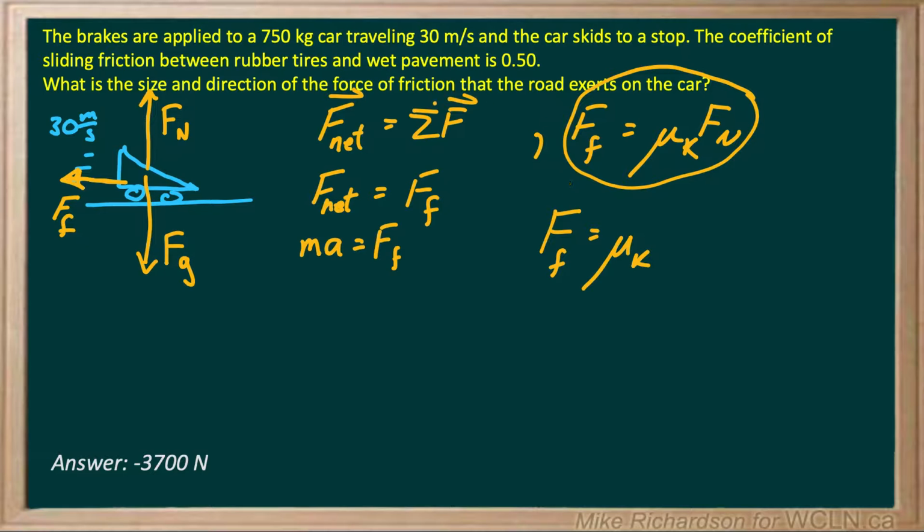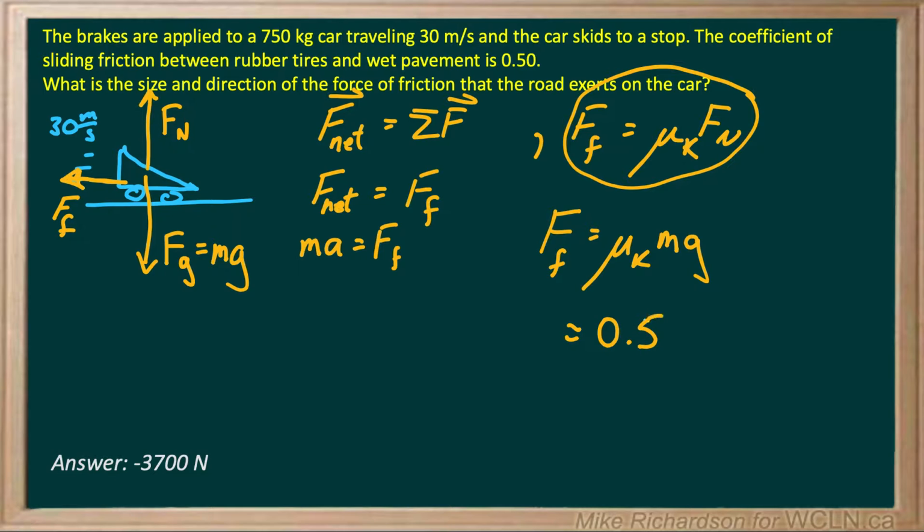Now, if you look at your diagram, the normal force we've already said is equal and opposite to the force of gravity, and we happen to know the formula for force of gravity, mg. So I'm going to replace Fn with mg, and now I can solve my question.